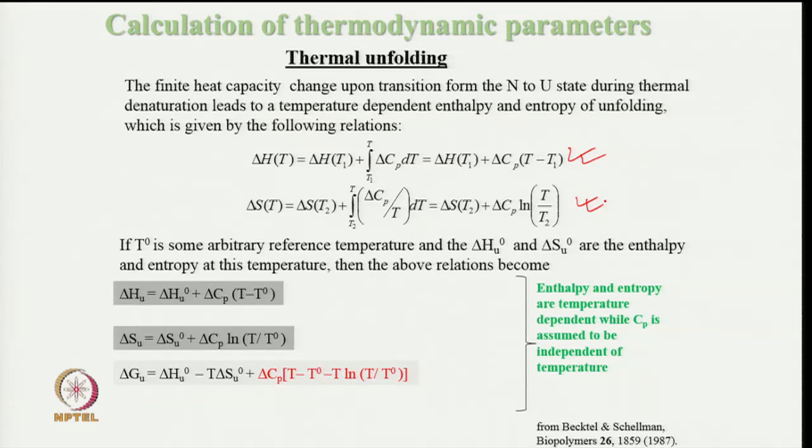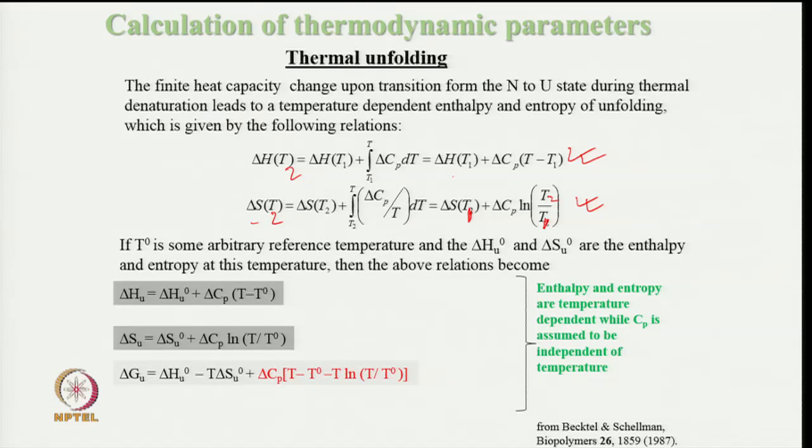So, how will delta S change with temperature? Delta S at T1 and delta S at T2: delta S T2 is equal to delta S T1 plus delta Cp times (T minus T1), and you can write it like this: delta S T2 will be equal to delta S T1 plus delta Cp ln T2 by T1.